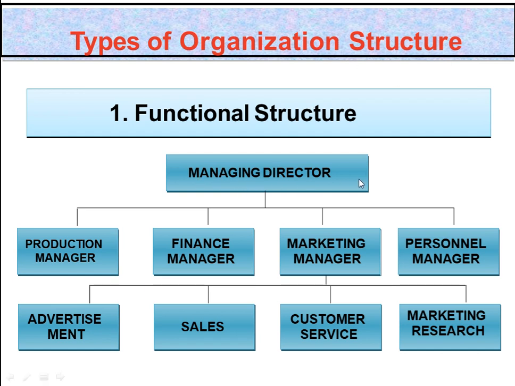Here, the managing director has, under him, the production manager, finance manager, marketing manager, and personnel manager. Under the marketing manager, again come advertisement, sales, customer service, and marketing research. The finance manager, what subdivisions come? Again, all those things come under him. The personnel manager and the production manager also have all activities under them.